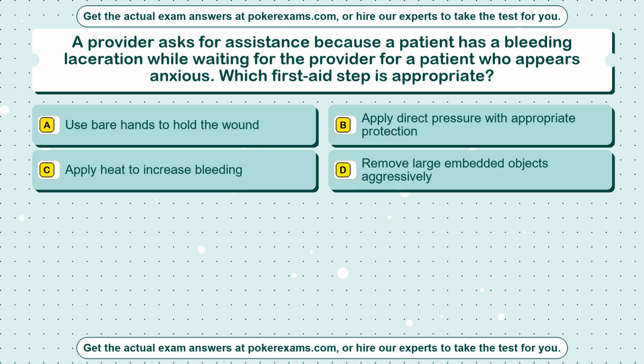Question 84. A provider asks for assistance because a patient has a bleeding laceration while waiting for the provider, and the patient appears anxious. Which first aid step is appropriate? Option A, use bare hands to hold the wound. Option B, apply direct pressure with appropriate protection. Option C, apply heat to increase bleeding. Option D, remove large embedded objects aggressively.